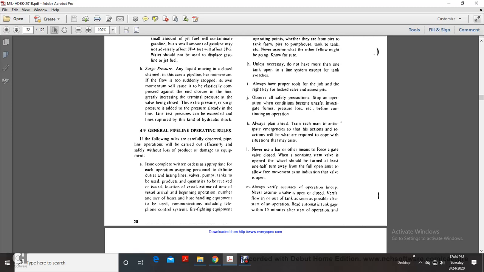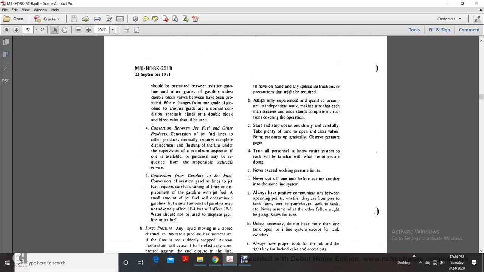Issue a complete written order appropriate for each operation, with assignment of personnel to define their duties, listing the lines, valves, pumps, and tanks to be used, the product and quantity to be received or issued, the location, the advised vessel with the estimated time of arrival, the beginning of the operation, the number and size of hoses, handling equipment to be used, communication by telephone with the control system, firefighting equipment to have on hand, and any special instructions or precautions that might be required.